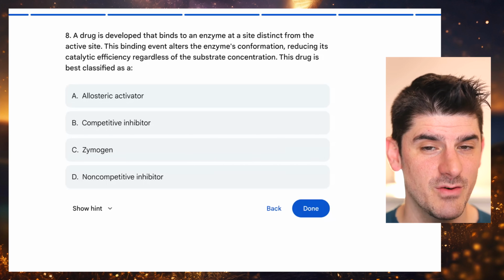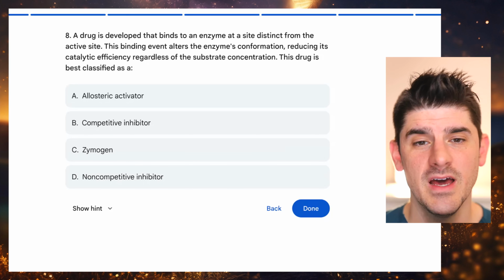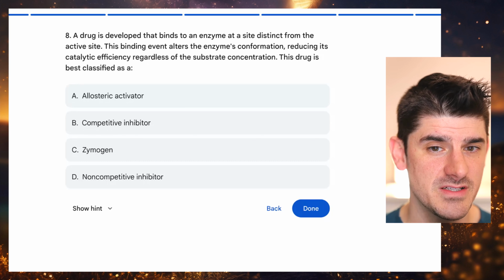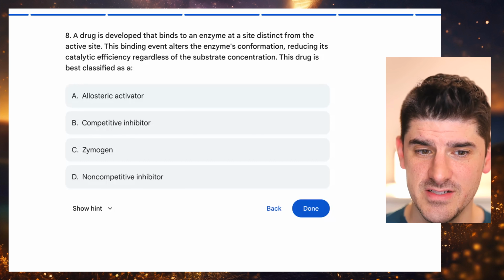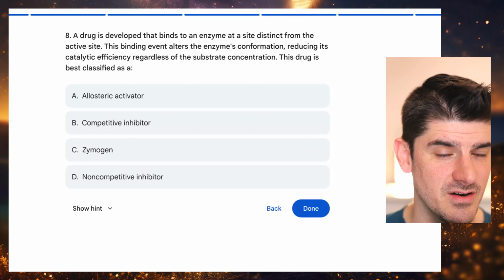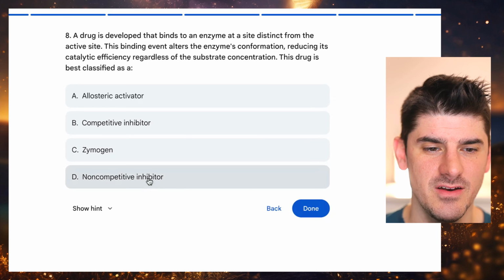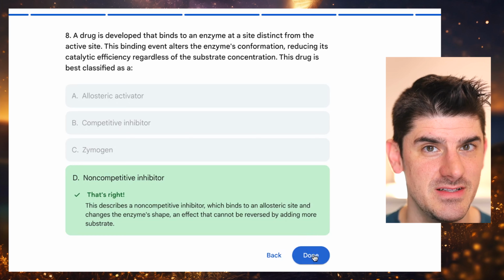And of course, the description that they're giving involves the inhibitor changing the enzyme's conformation and reducing its efficiency. So it is an inhibitor, but it's not binding at the active site, making it a non-competitive inhibitor. Answer choice D.